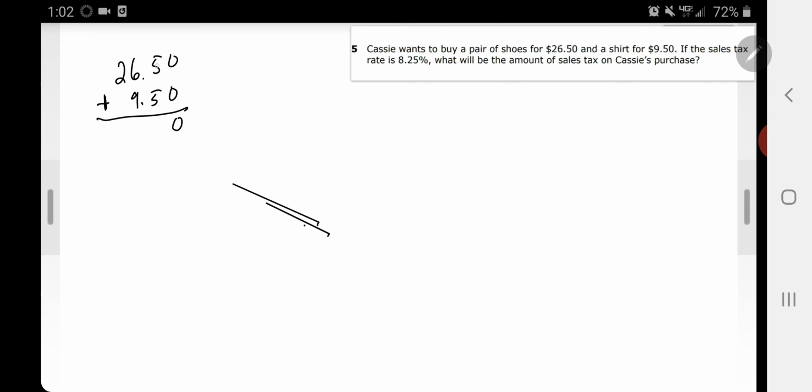Well, 0 plus 0 is 0. 5 plus 5 is 10. Carry the 1 over. I'm going to put that decimal down. 1 plus 6 is 7, and 7 plus 9 is 16. Carry the 1 over, and 1 plus 2 is 3. So her subtotal is $36. So now we'll take the subtotal of $36 and multiply it to that 8.25% or 0.0825. Once again, that's the same thing as 8.25%.